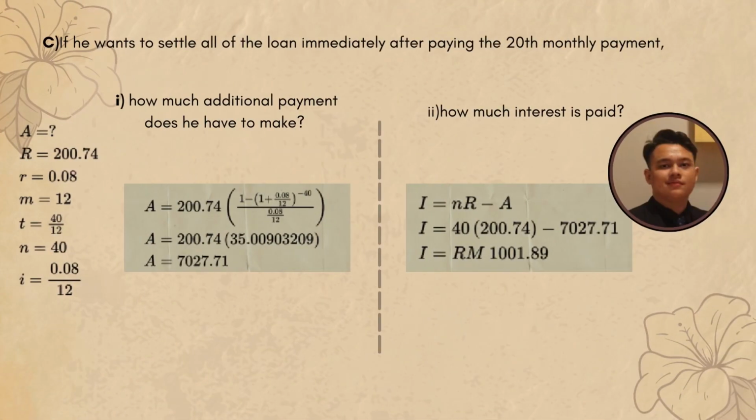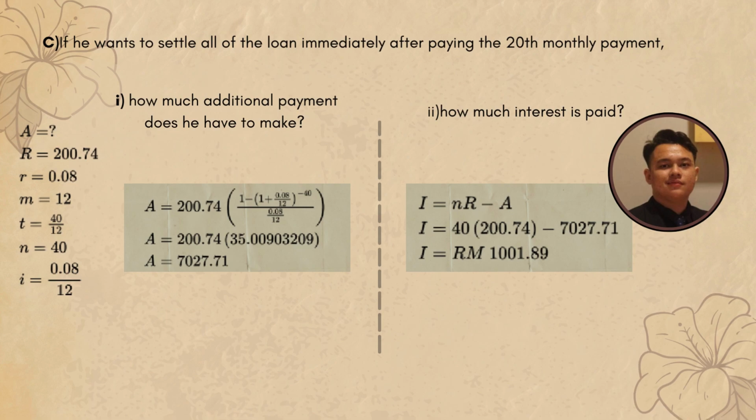So for question C, if you want to settle all of the loan immediately after paying the 20th monthly payment, how much additional payment does he have to make? R, we have 200.74, r equal to 0.08, m equal to 12, t equal to 40 over 12, n equal to 40, and i equal to 0.08 over 12. And we're going to use the same formula. So the answer is A equal to 7,027.71.